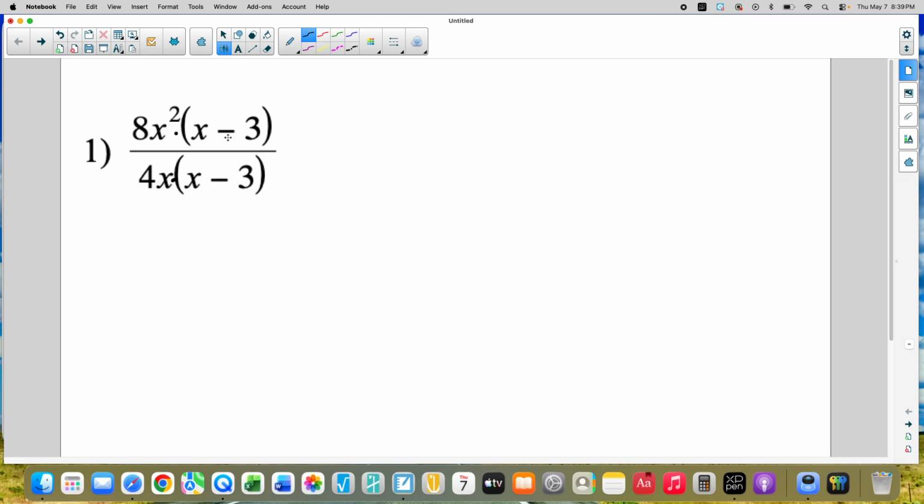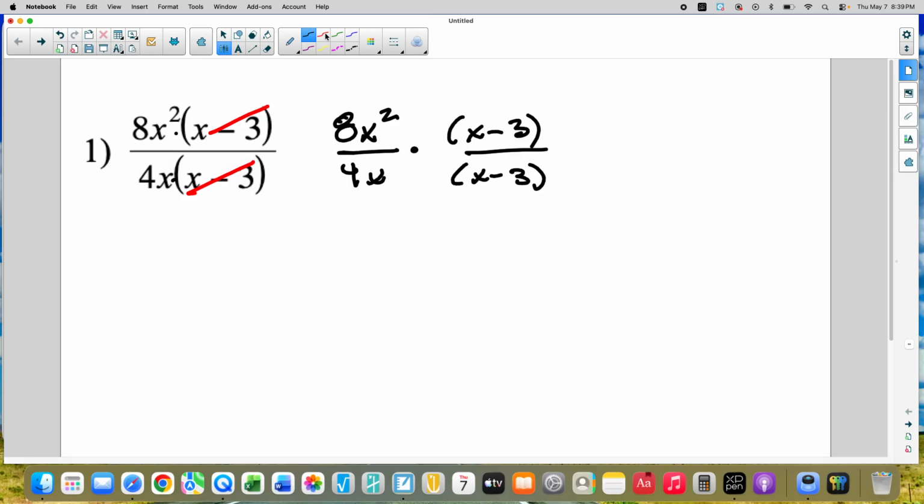And so we like when things are multiplying when they're factored because we can cancel like over like. What this is really saying is 8x squared over 4x times x minus 3 over x minus 3. And we know anything over itself equals 1. So it cancels. It doesn't cancel to make 0. It cancels to make a 1. This value is equal to 1. And we know that whenever we multiply by 1, we get our original value. At this point, we're left with 8x squared over 4x.